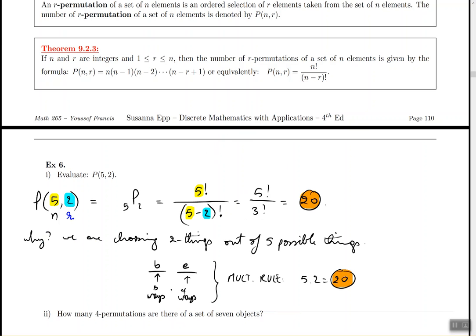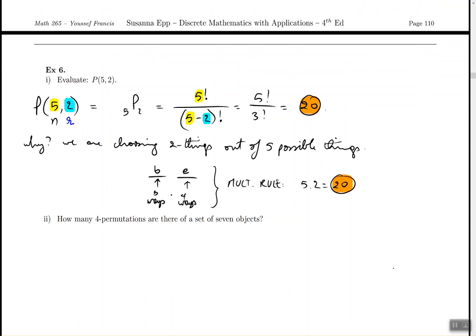So I wrote a simple justification here, but you normally don't have to write down the justification. So if I tell you calculate P(5,2), you just tell me the number is 20. But why does it work? Because we are choosing 2 things out of 5 possible things. That's what this actually means.